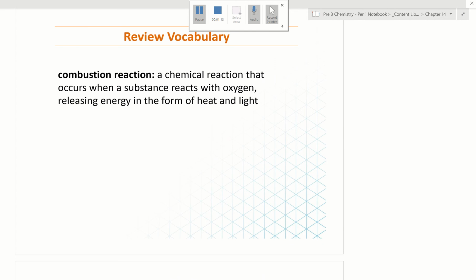Remember, a combustion reaction is one in which a substance reacts with oxygen, releasing energy in the form of heat and light. That energy we usually say is fire. So anytime there's a combustion reaction, there's going to be fire involved. It's one of the 5 types of chemical reactions that we learned about earlier in the year. We learned about synthesis, decomposition, single replacement, double replacement, and combustion.